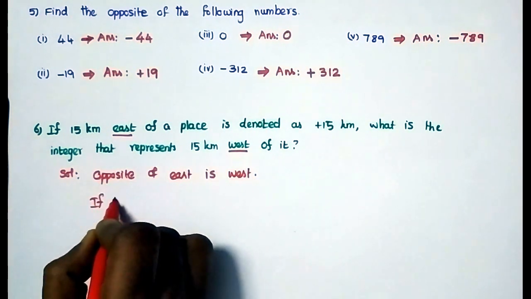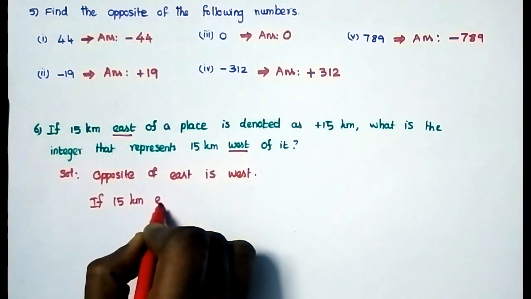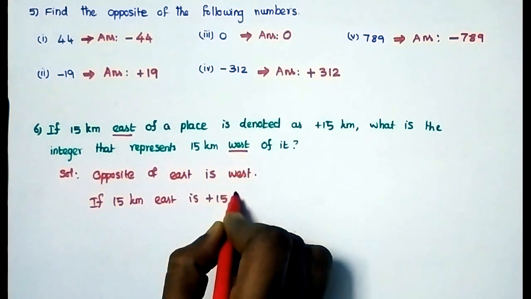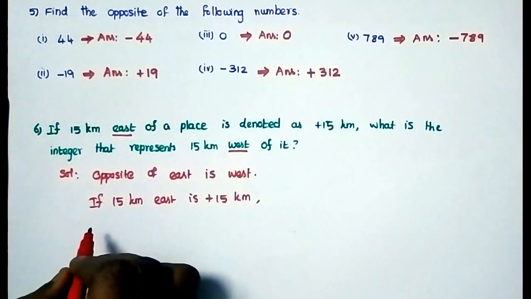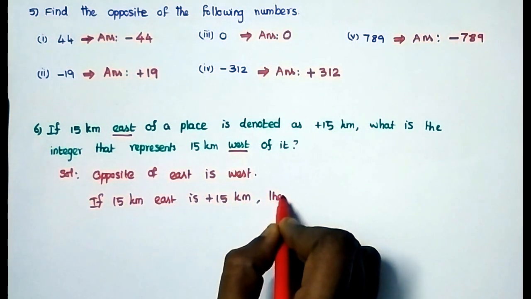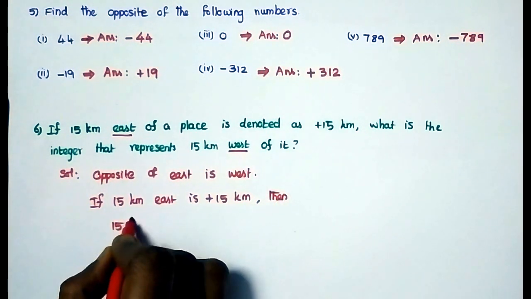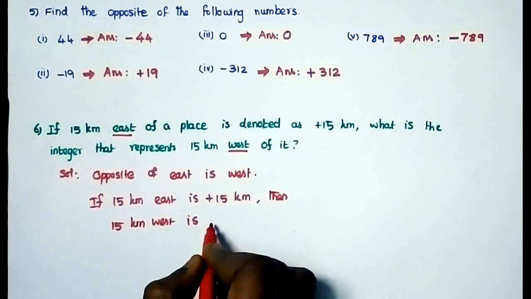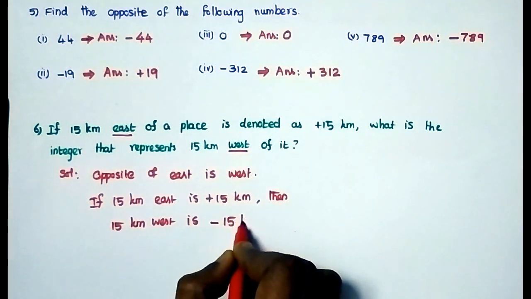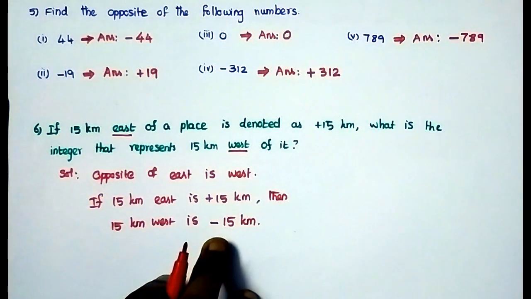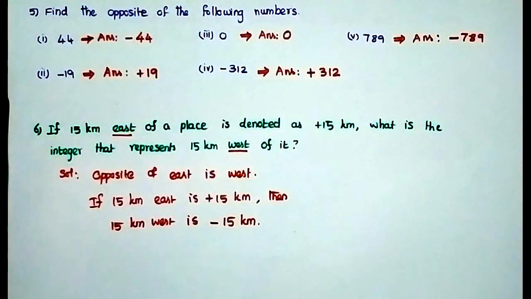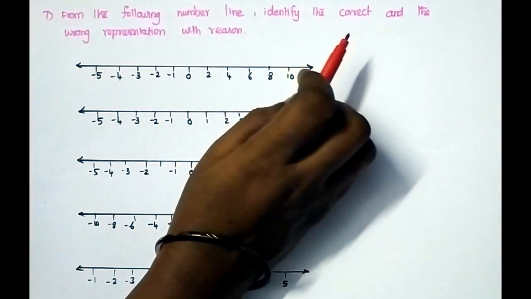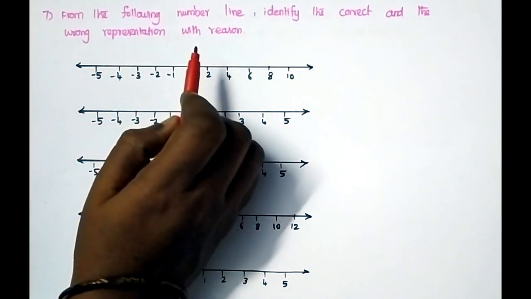If 15 kilometer east denotes plus 15 kilometer, then 15 kilometer west is, what is that, minus 15 kilometer, because it is opposite sign. That is the answer. Seventh one, from the following number line identify the correct and wrong representation with the reason.